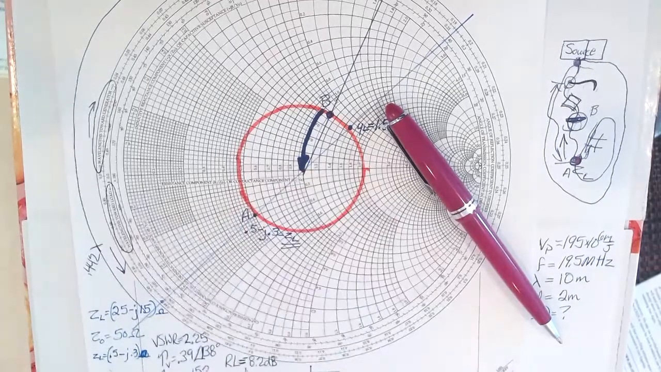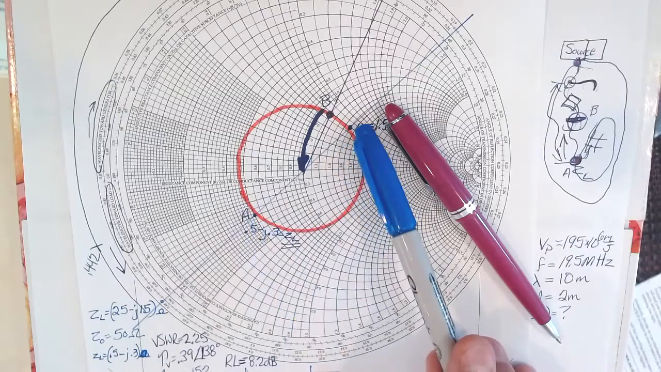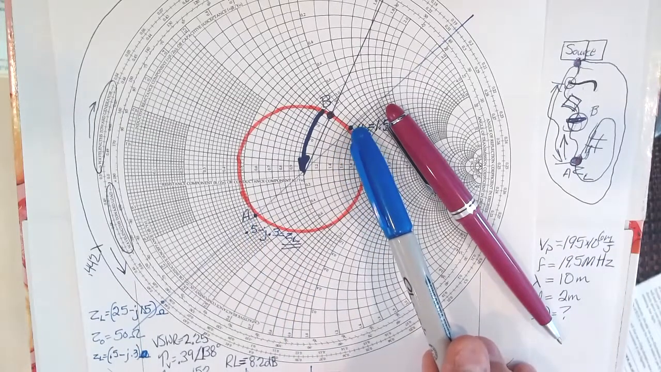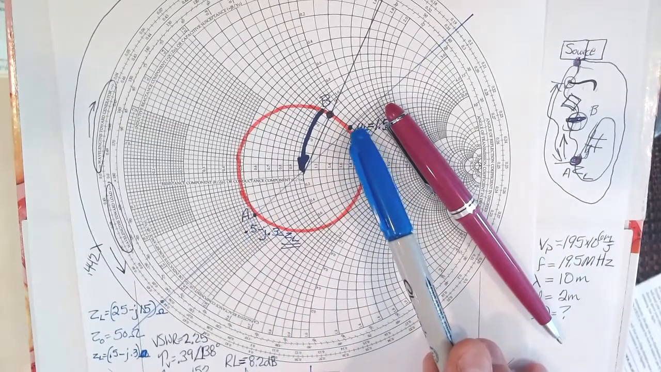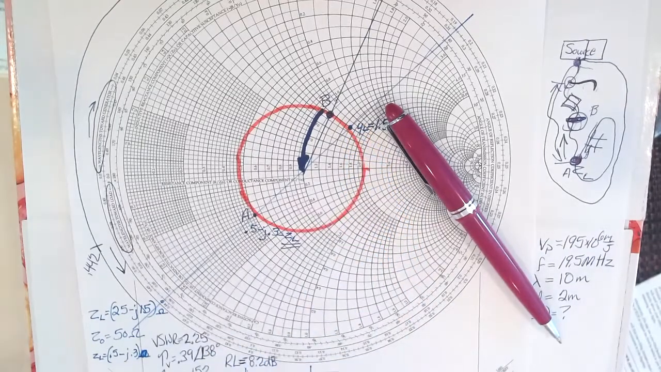I'm going to do an example in the next lecture, and I'll probably use this here anyway, to actually show you how to do a parallel stub matching. And instead of using impedance, we're going to be using admittance to figure out how far back from the load we should put the stub, and then how long we should make the stub. All right? Okay. That's going to be our next lecture.